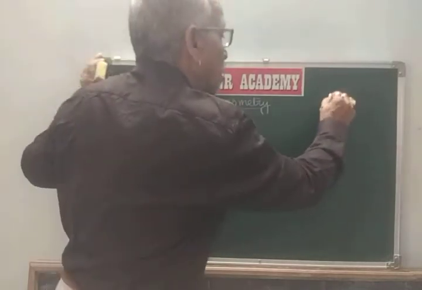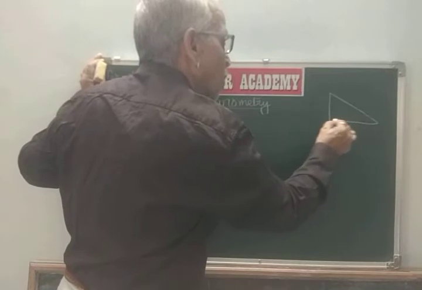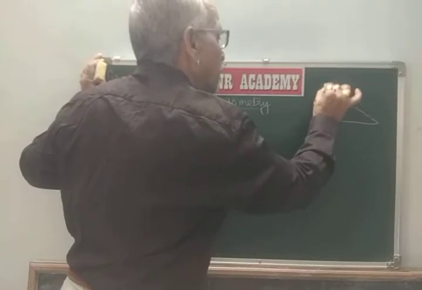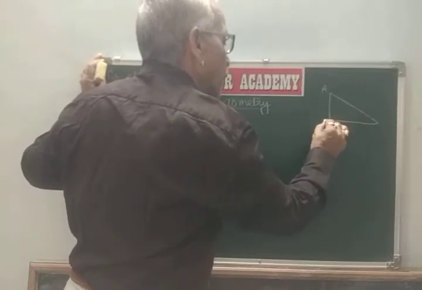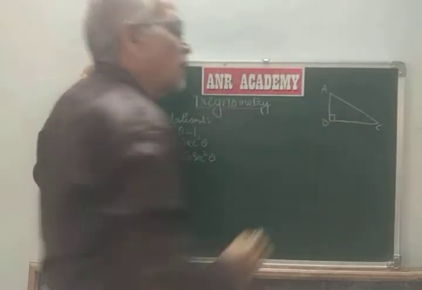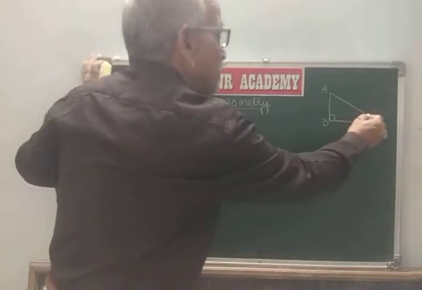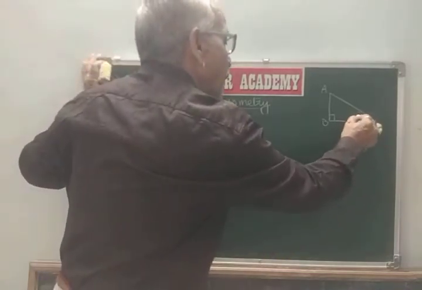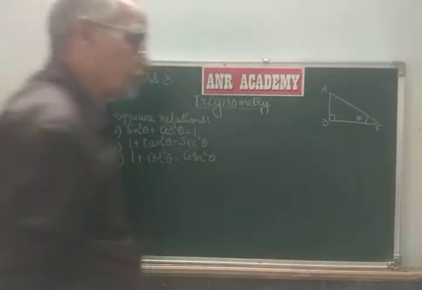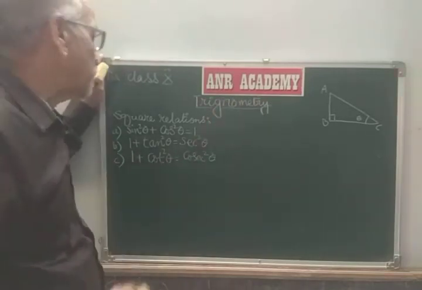So let us draw a right angle triangle ABC, with the right angle at angle B. And let us define angle C as theta.